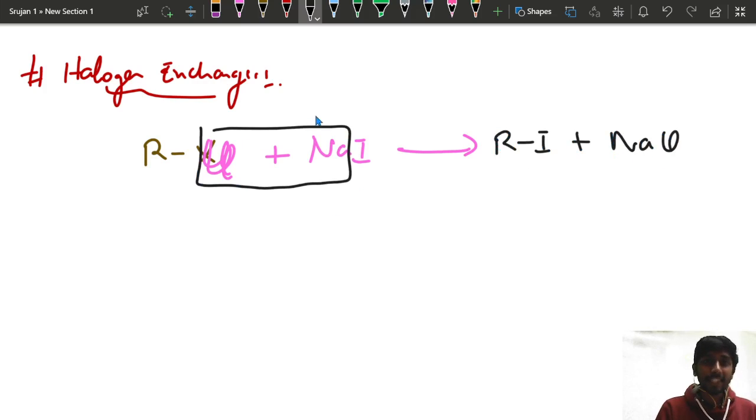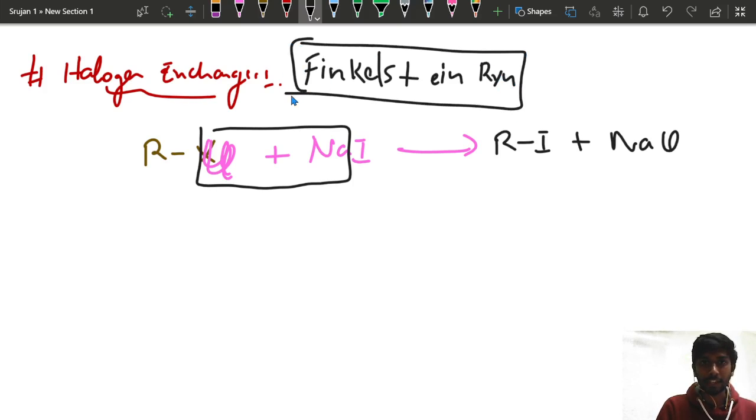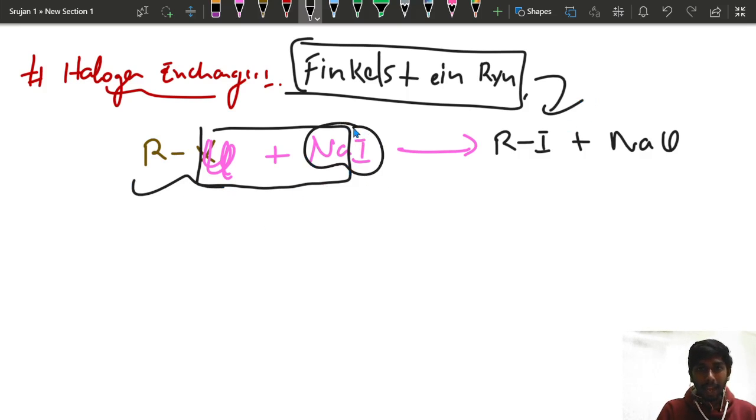NaCl. This reaction is a very important named reaction. It is the Finkelstein reaction. Finkelstein was a scientist who found this reaction for the first time. In his memory, we have kept this reaction name as the Finkelstein reaction. So you are treating alkyl halide with sodium halides, and you are getting the alkyl halide. You just exchange the halide here.